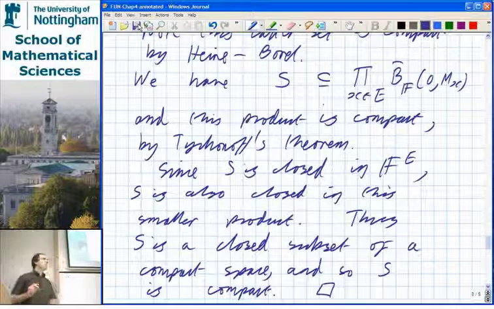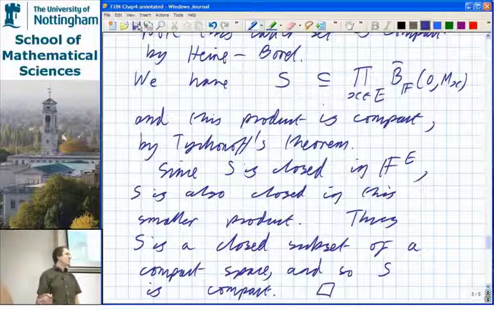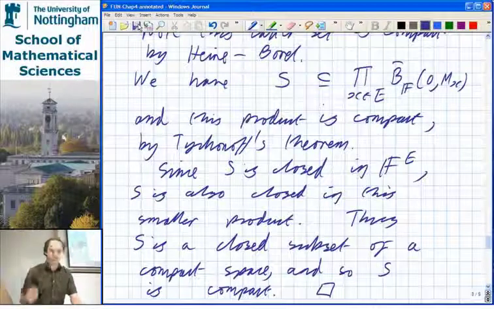One or two details you might want to check in greater detail, but that's essentially it. Any questions on that proof? Okay.